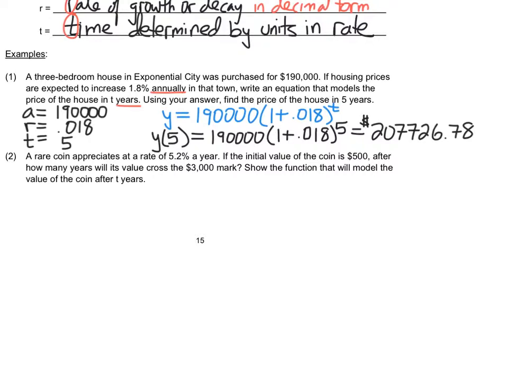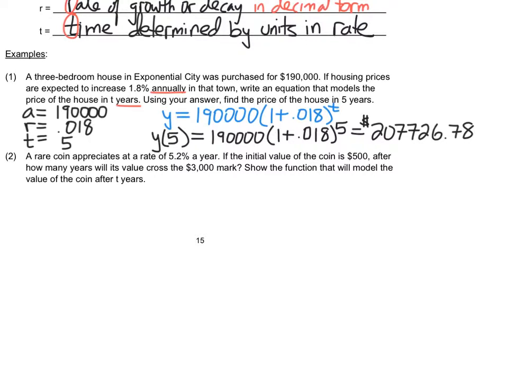All right. A rare coin appreciates, so appreciates, another word for increasing in value, at a rate of 5.2% a year. If the initial value of the coin is $500, after how many years will its value cross the $3,000 mark? Show the function that will model the value of the coin after t years. All right, so it's asking the same thing, but in a reverse order. Ultimately, as long as I have the correct information in there, I'm going to be fine.